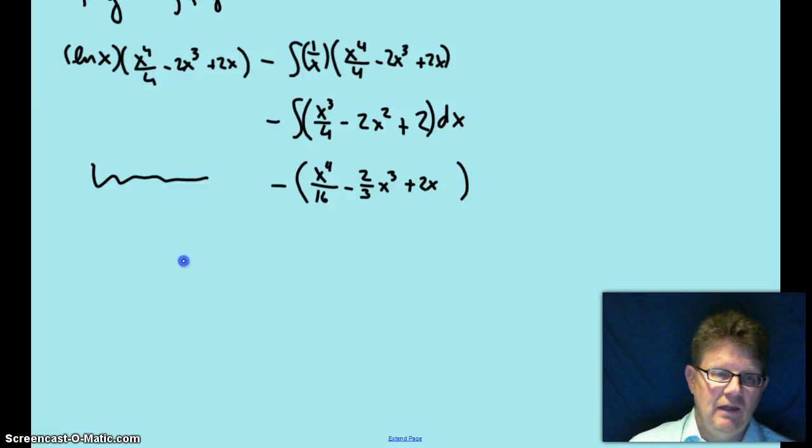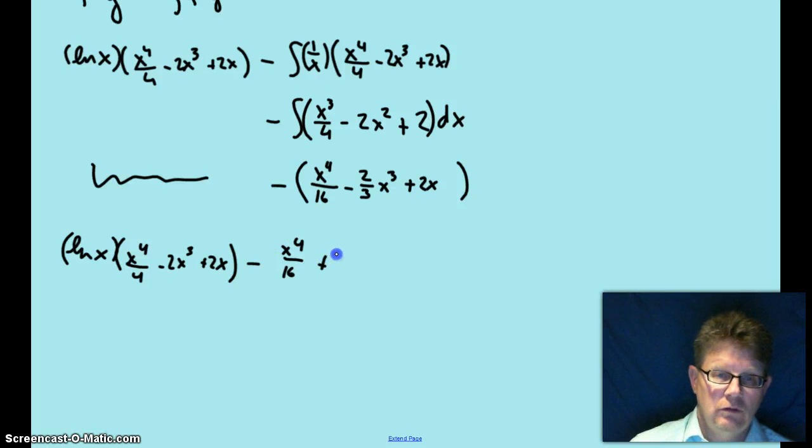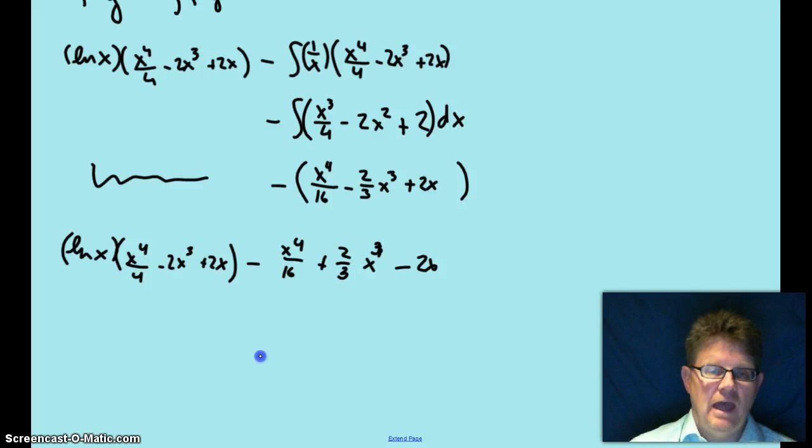So my final answer is ln of x times x to the 4th over 4 minus 2x cubed plus 2x minus x to the 4th over 16 plus 2/3 x cubed minus 2x. Yes, this is a 3 right here, yes. And that would be the antiderivative.